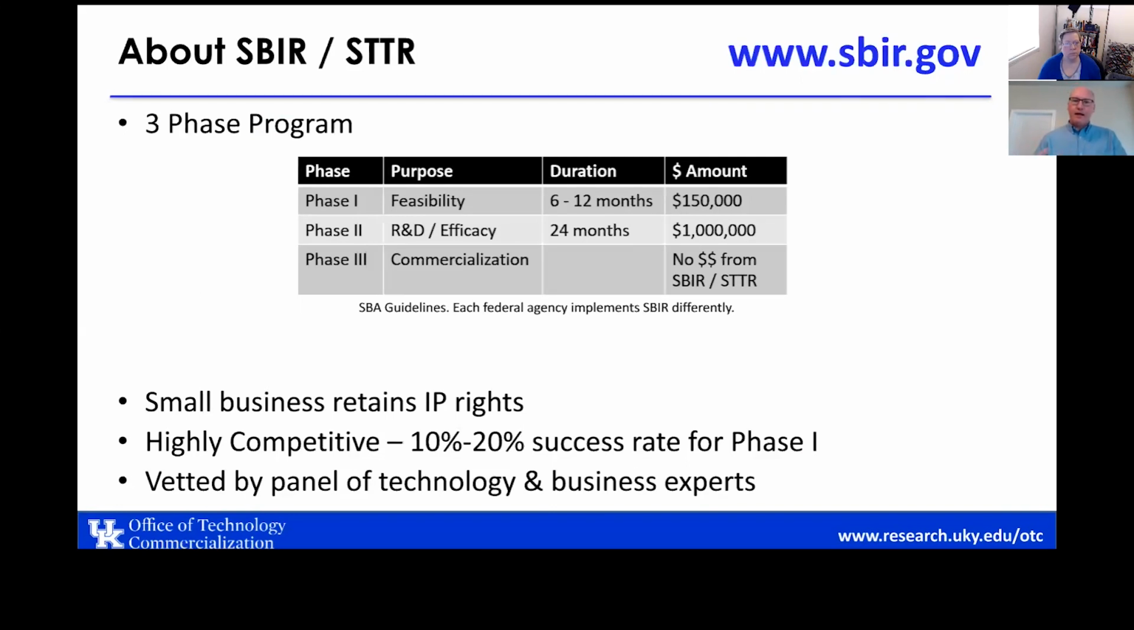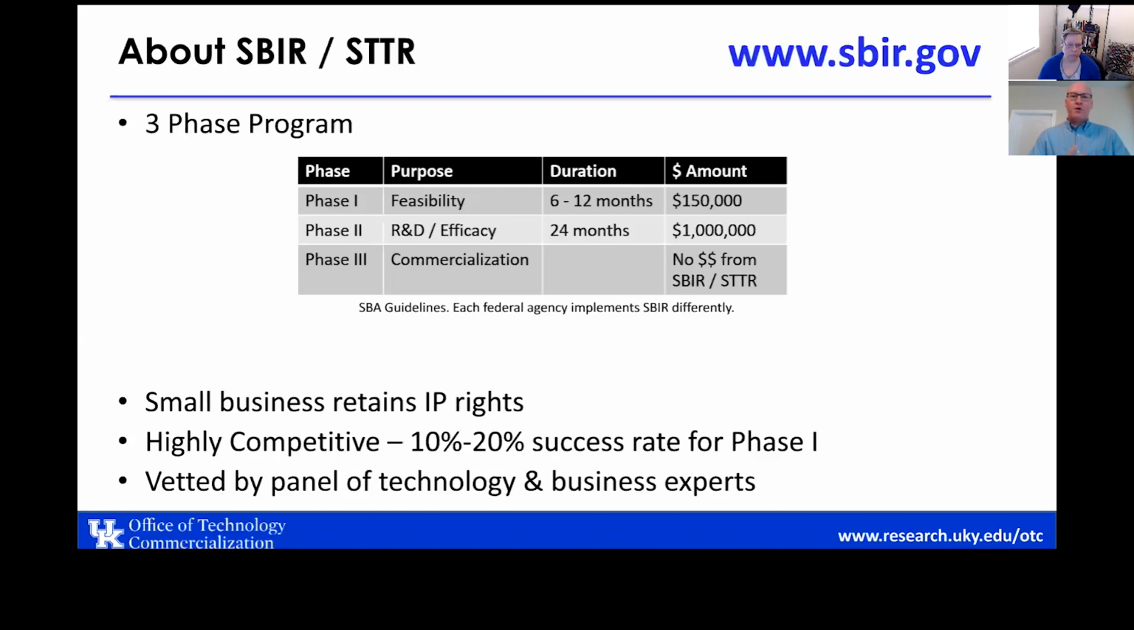But again, at a high level, these are the guidelines developed by SBA. It's a 3-phase program. The phase 1 program is intended for demonstration of feasibility. It's typically a 6-month project for $150,000. That $150,000 varies widely based on agencies. It could be $100,000 with some agencies, could be $225,000. It could be as much as $500,000 from some agencies, depending on various exceptions.